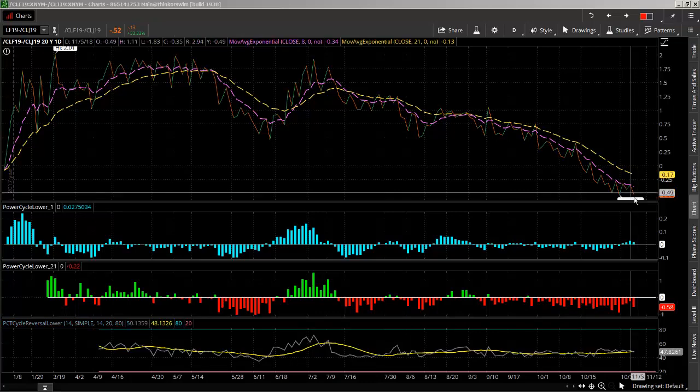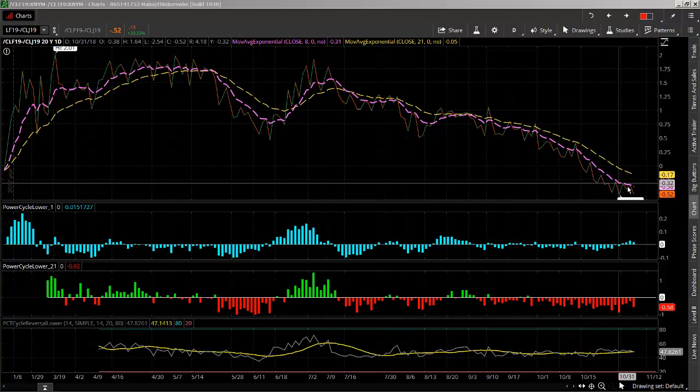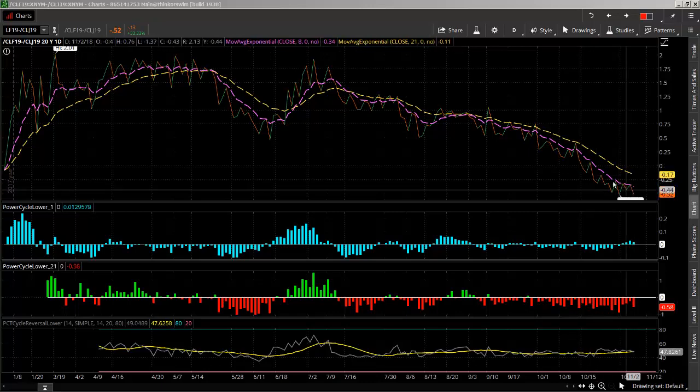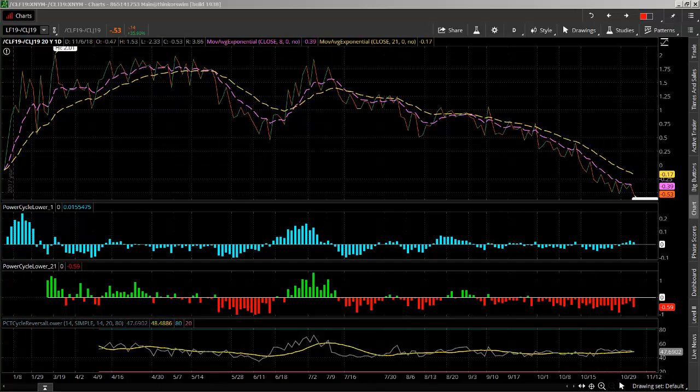Now, that's one thing. Once this turns, that's an indication that we're potentially looking at a swing low or a cycle low possibly for the oil market. But the next thing I want to look at is my directional indicator. Let's take a look at those.